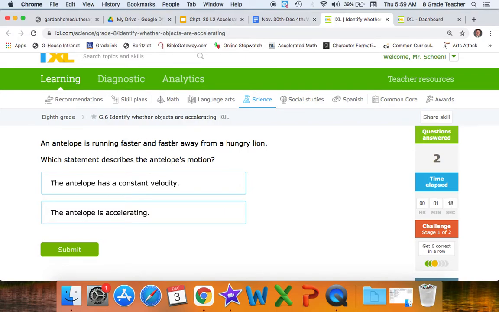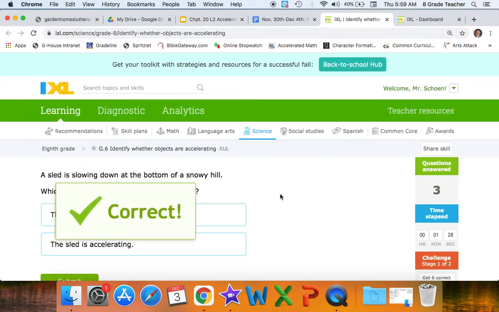Because it's going faster and faster, that means it's speeding up. One of our 3 questions: speeding up, slowing down, changing direction. If the answer is yes to that question, speeding up, then we would say that the antelope is accelerating.